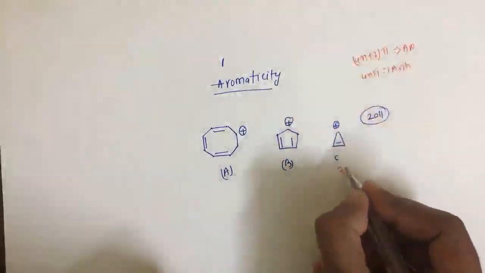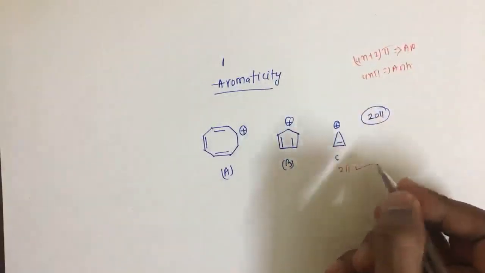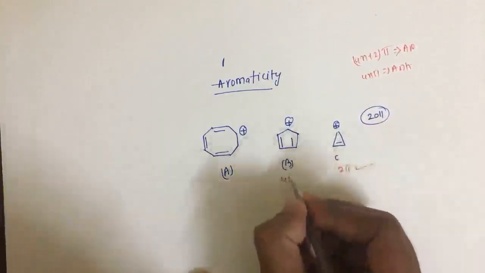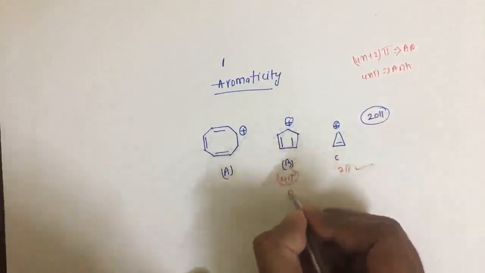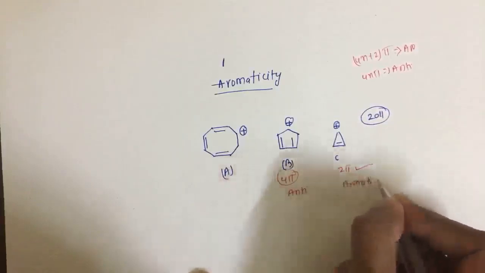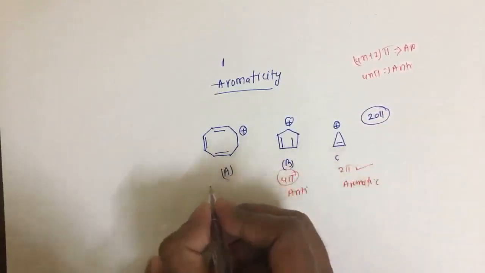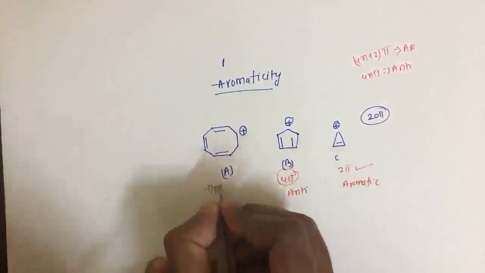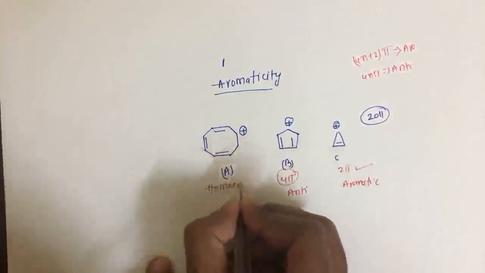So here we have a 2 pi electron system. This is aromatic, and this is a 4 pi electron system. This is anti-aromatic, and this is aromatic, and this comes under a special aromatic character, that is homoaromatic.